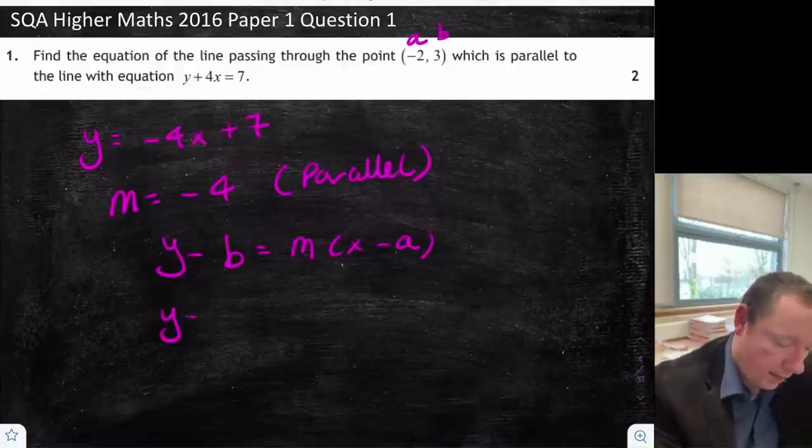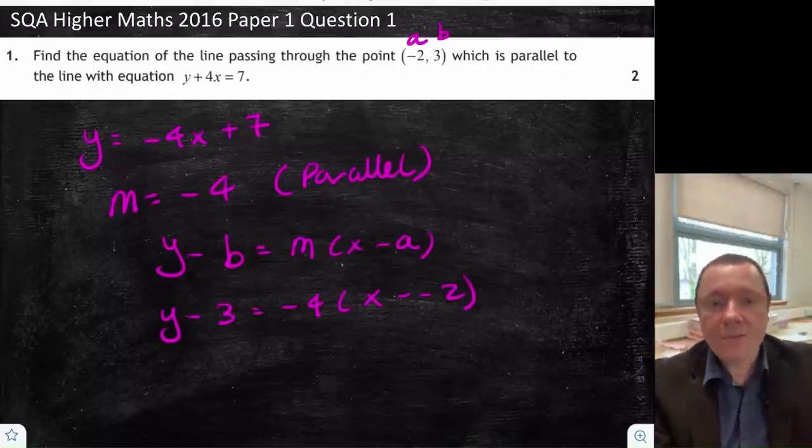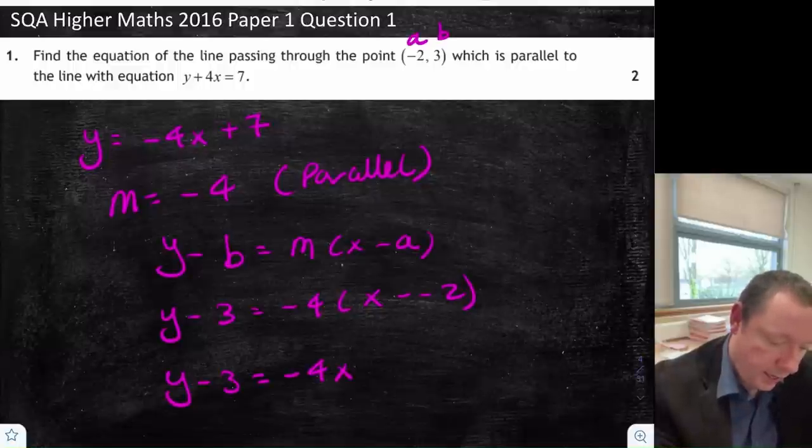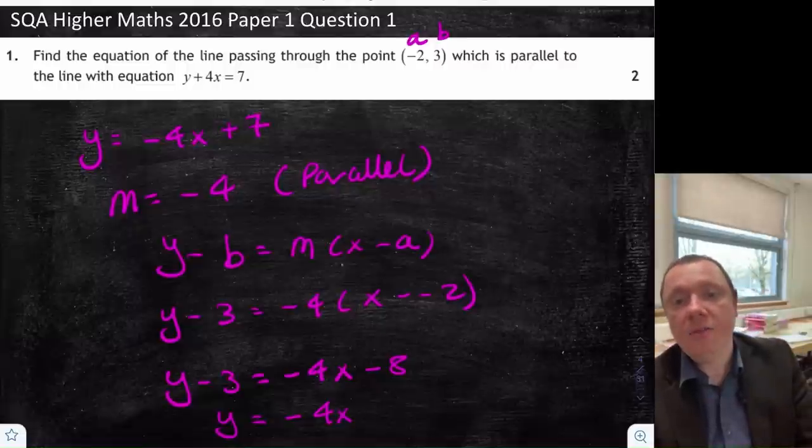So we've got y - 3 = -4(x - -2). Okay. And then we can just work that out. y - 3 is -4x. 4 times 2 is 8, so it's -8. So y = -4x - 8. Add 3 is -5.